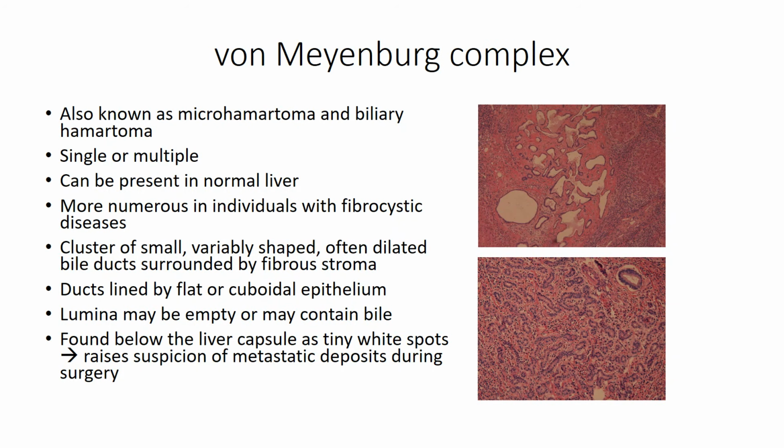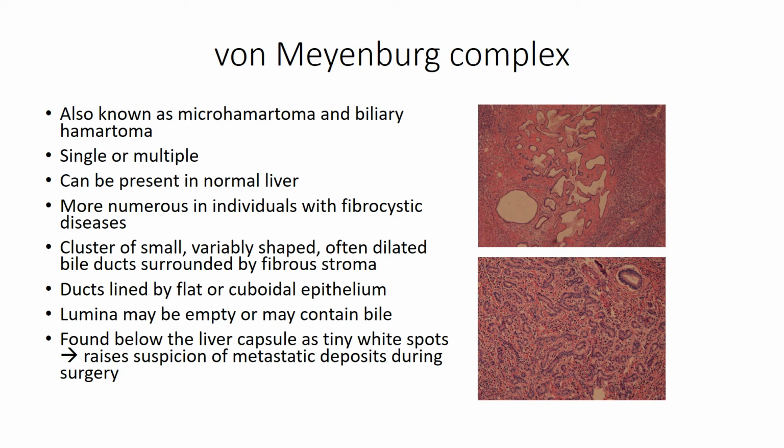Von Meyenburg complexes, we see this more frequently, even in normal livers. These are dilated ducts with very bland cytology. The epithelium that lines it may be flattened or cuboidal, but they are more numerous in patients with fibrocystic disease. They are usually found below the liver capsule as tiny white spots.